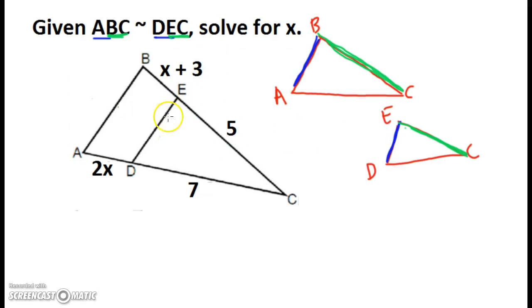Okay, so in the little triangle, I have that EC is 5, so I'm going to put a 5 here, and I have that DC, the bottom, is 7. On the big triangle, it's a little bit harder because BC is actually this whole thing. So it would be piece plus piece. So it'd be x plus 3 plus 5. And when you combine those like terms, you'll get x plus 8. All right, and then AC, the bottom, is this piece plus piece. So that would be 2x plus 7.